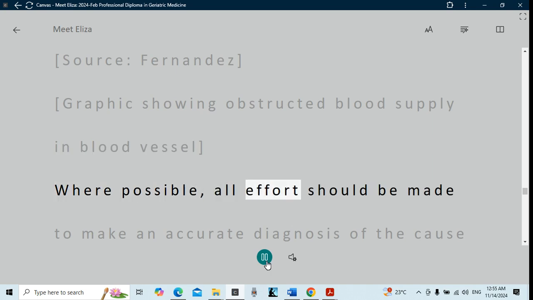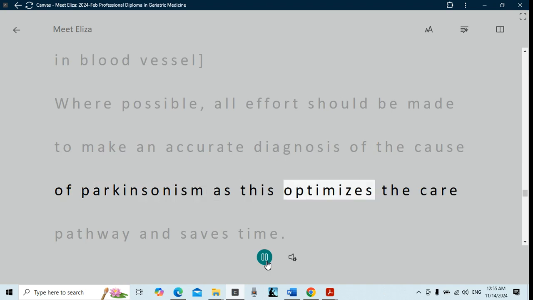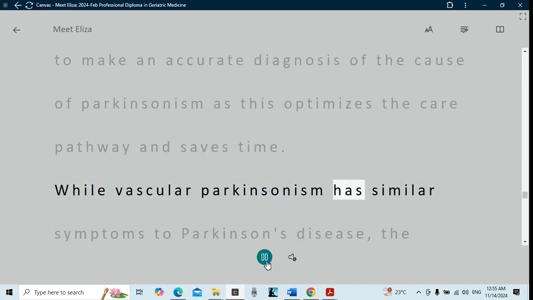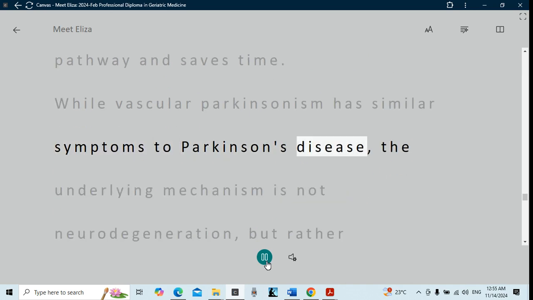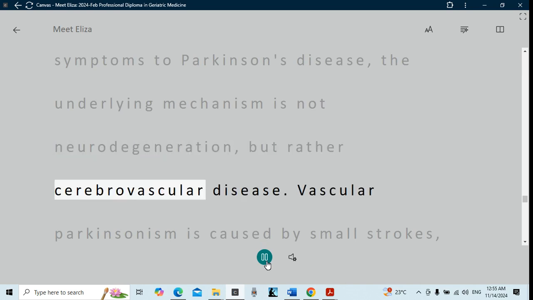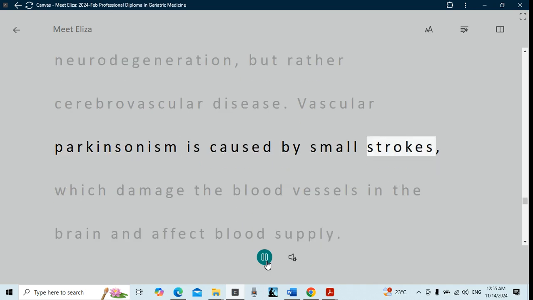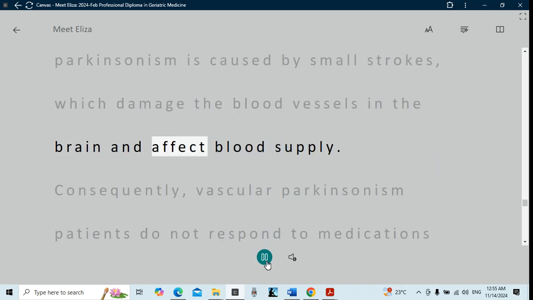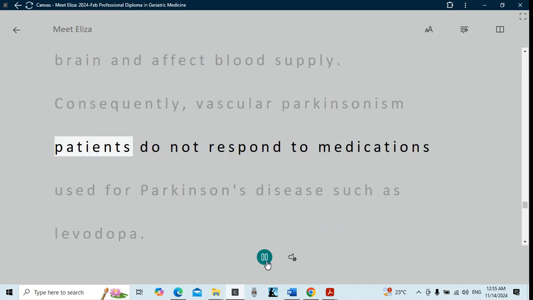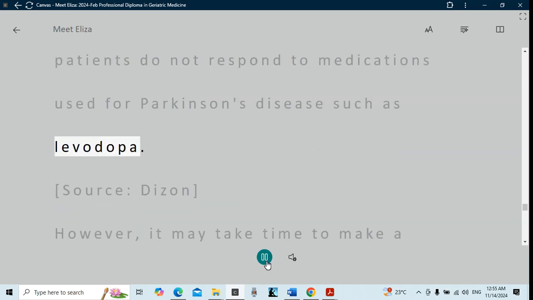Where possible, all efforts should be made to make an accurate diagnosis of the cause of Parkinsonism, as this optimizes the care pathway and saves time. While vascular Parkinsonism has similar symptoms to Parkinson's disease, the underlying mechanism is not neurodegeneration, but rather cerebrovascular disease. Vascular Parkinsonism is caused by small strokes, which damage the blood vessels in the brain and affect blood supply. Consequently, vascular Parkinsonism patients do not respond to medications used for Parkinson's disease such as levodopa.